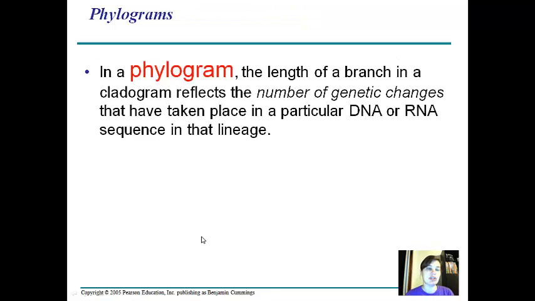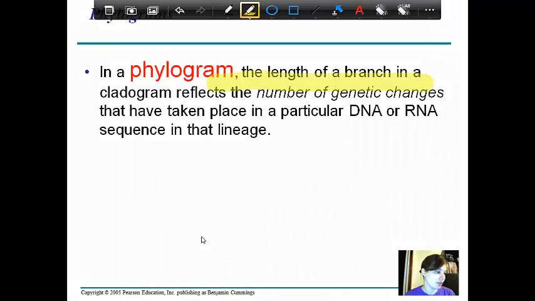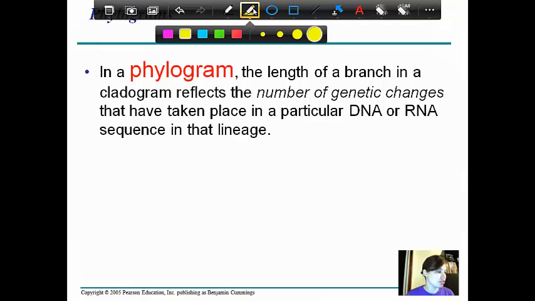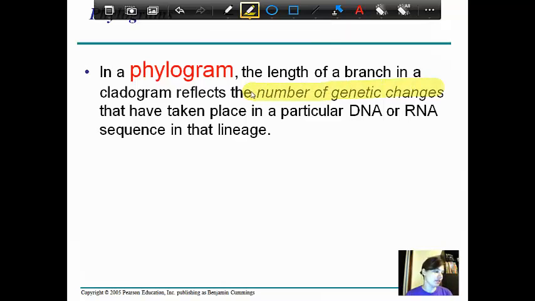All right, so there are different types of phylogenetic trees that can give you some clue as to the amount of time that's going on, but again, it's not exact. There's a type of phylogenetic tree called a phylogram. Let me do my erasing here. That shows the number of genetic changes that have occurred. So the length of a branch corresponds to how many genetic changes have occurred.